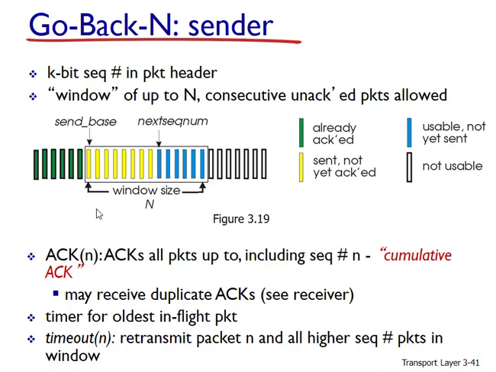In practice, a packet sequence number is carried in a fixed length field in the packet header. If k is the number of bits in the packet sequence number field, the range of sequence numbers is therefore 0 to 2^k minus 1. The sequence number space can be thought of as a ring of size 2^k, where the last sequence number, 2^k minus 1, is immediately followed by sequence number 0.